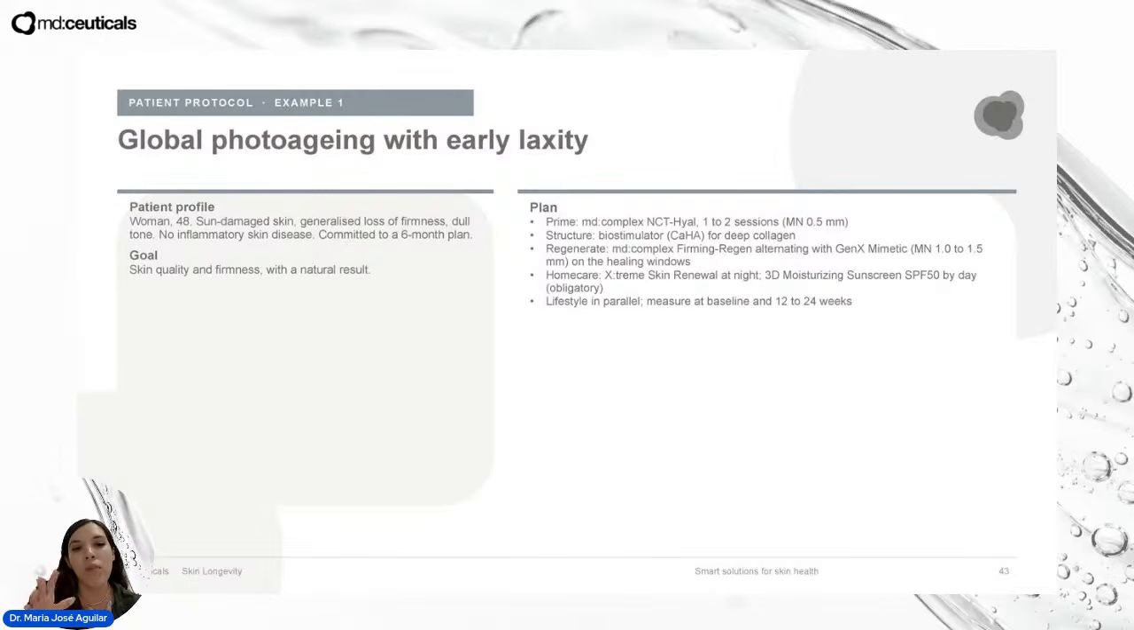So imagine you have a patient of 48 years with sun-damaged skin, a generalized loss of firmness, and a dull tone. She doesn't have any pathology or inflammatory disease, and you want to perform a full protocol of a 6-month plan. This is going to be a full protocol, not just the consult.